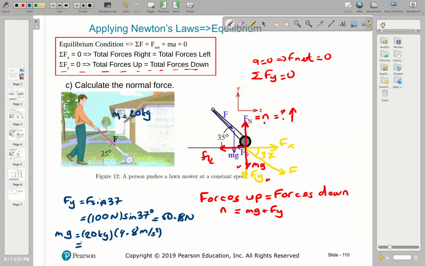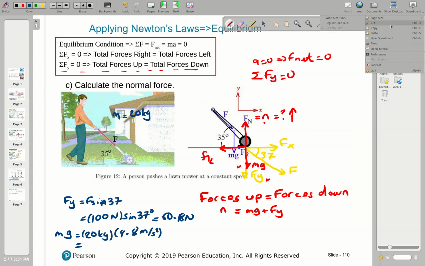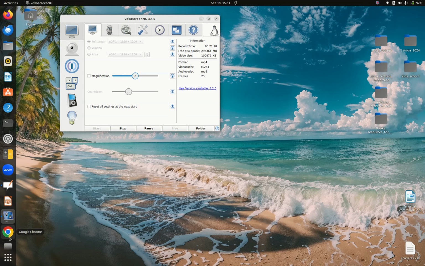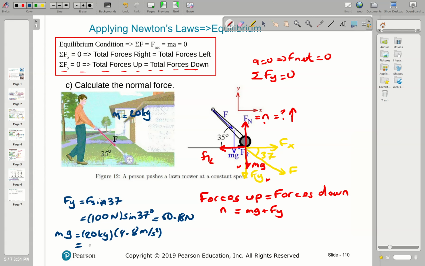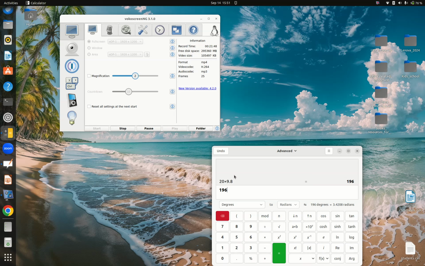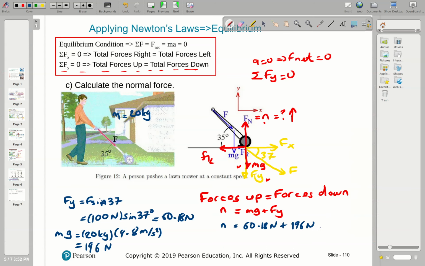That's mg. That I'm quickly going to do, I don't have it written in here. Let me hide this and get to my calculator. So I'm doing 20 times 9.8. And 196 Newton will be my mg, the weight of my lawnmower. So 196 Newton. Then my normal is equal to 60.18 Newton plus 196 Newton. So I'm going to add what I found here, 196 plus 60.18, and 256.18 Newton is my normal.